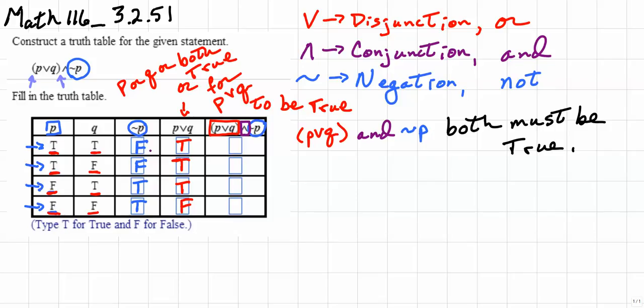So now we have a false and a true, which means this is false. We have a false and a true, which means this is false. We have a true and a true, which means this is true. We have a true and we have a false, which means this is false. And we have created the truth table.